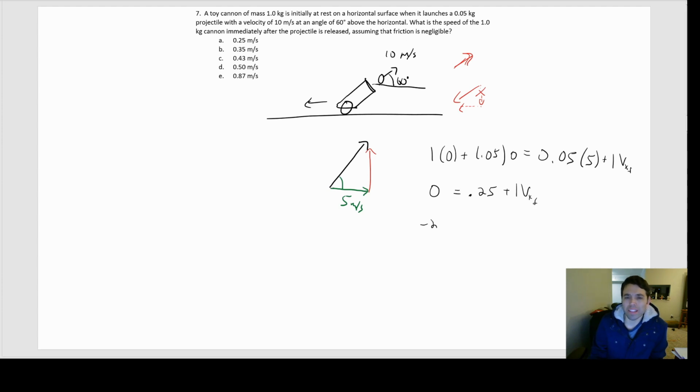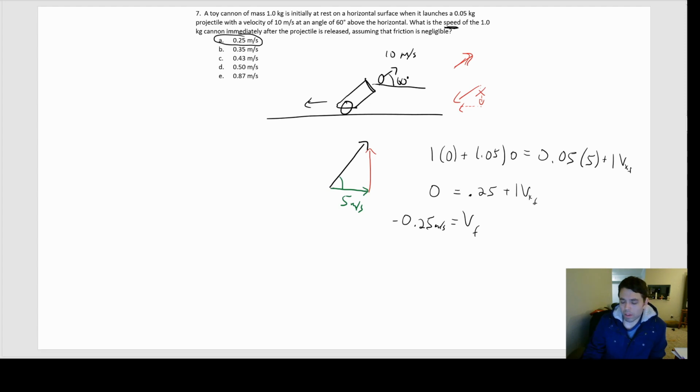It's asking for the magnitude, or speed. Speed has no direction. Speed is a scalar, so we don't care about direction here. So 0.25 is the actual speed, because dividing by 1 does nothing. So it's negative 0.25 meters a second. Just subtract this over here. But again, speed is a scalar quantity, so we don't care about the negative sign. The answer is A, 0.25. And that's how you get that.